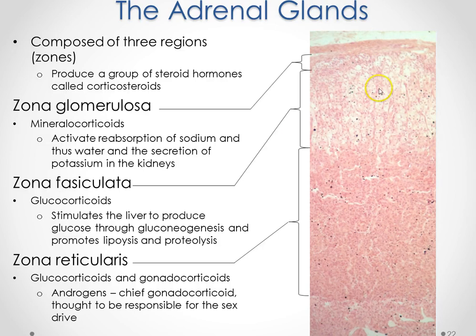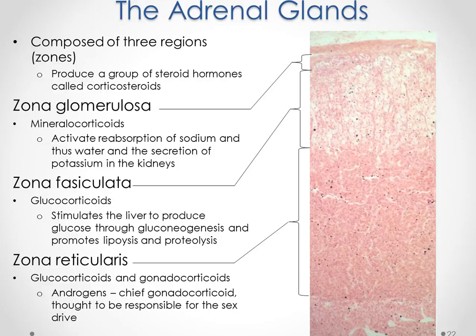And then right underneath that, there's going to be a thin area called the zona glomerulosa. It's a little bit darker in color than the area below it, and it's pretty thin, but it's going to be right underneath that capsule. The zona glomerulosa is going to produce a group of steroid hormones called mineralocorticoids. Now, there are several different types of mineralocorticoids.